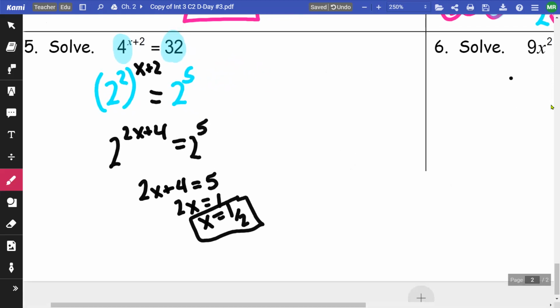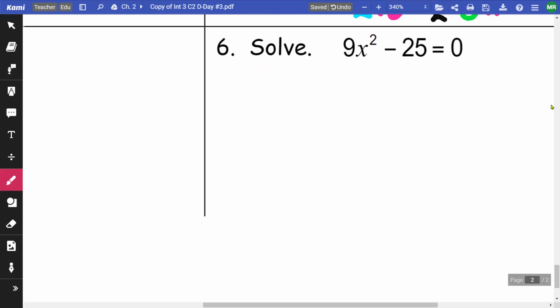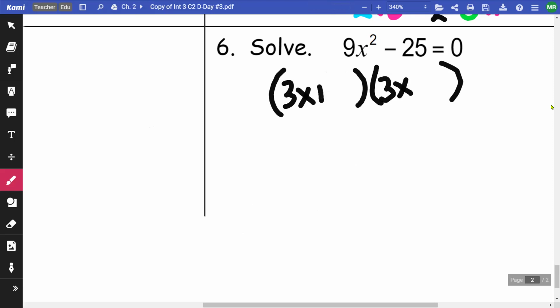Okay, on number 9, this is Integrated 2. Hopefully you recognize this is a difference of two squares, because I have a 9x squared, which is a square, minus 25, which is a square. The square root of 9x squared is going to be 3x, and the square root of 25 is 5. One of them is going to be a plus 5, and one of them is going to be a minus 5. That's why I don't have a middle x term. Now, by the zero product property, which means when I multiply two things together and get 0, one of them or both of them have to be 0.